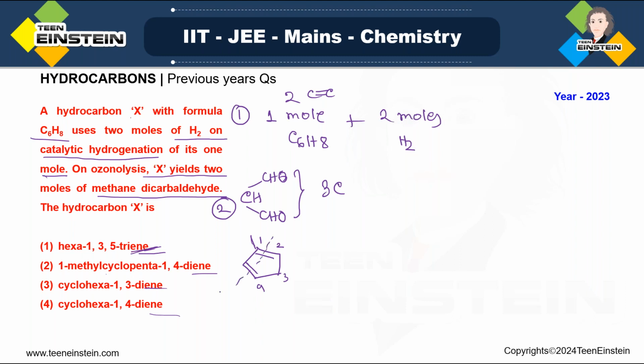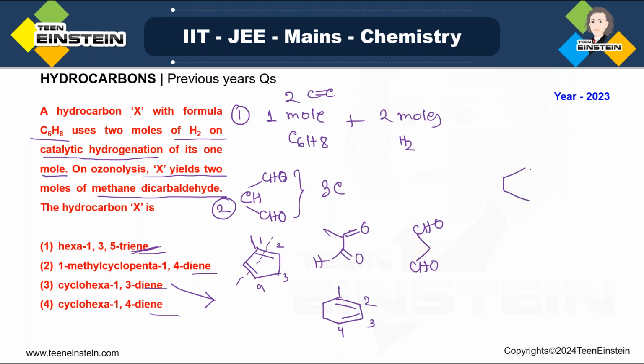But when you are cleaving these C=C double bonds, basically what do you get? You get CH3CO, and from this side you get CO, and on another side you are getting methane dicarbaldehyde, but they are not the same molecules. So this is not correct. Then cyclohexa-1,3-diene. 1, 2, 3. So at the 1 position a double bond, at the 3 position a double bond. But this is also not symmetrical. The structure must be symmetrical. Then only you can get 2 molecules of methane dicarbaldehyde.